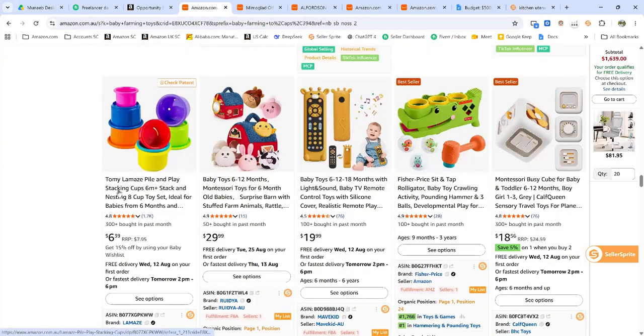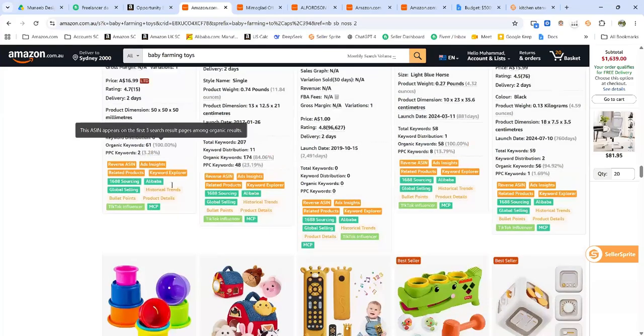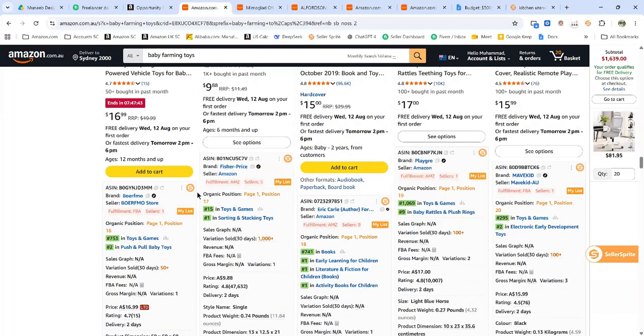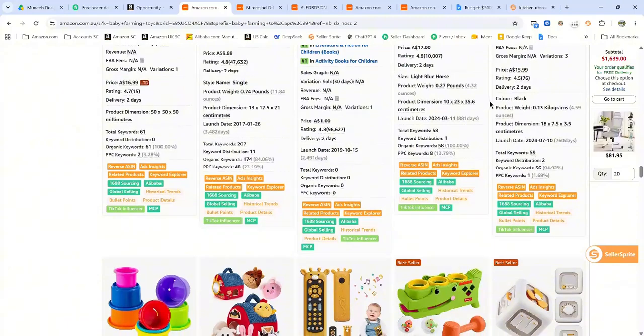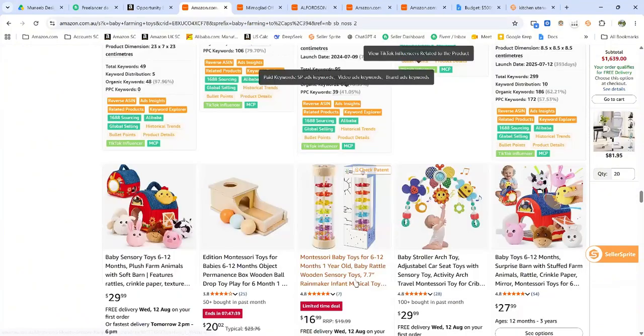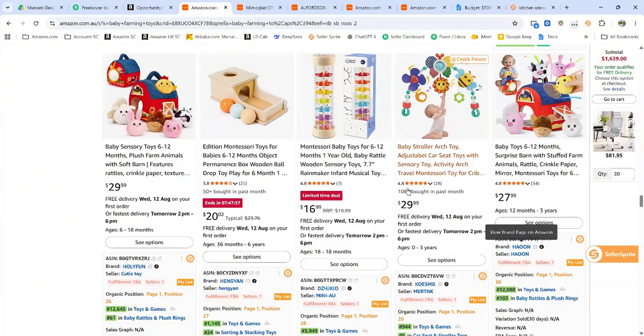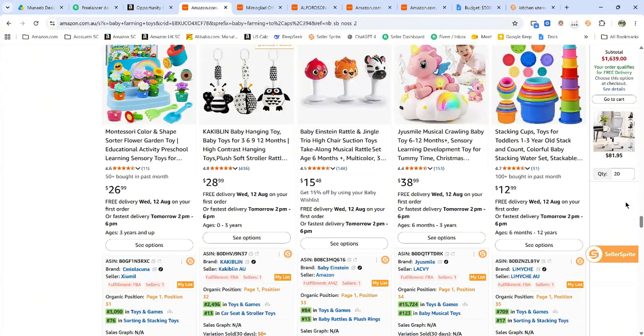As you can see here, every product is different from one another, even though the keyword, baby farming toy, is a very good keyword. But every other product shown is inconsistent with the others. So this we usually try to avoid.